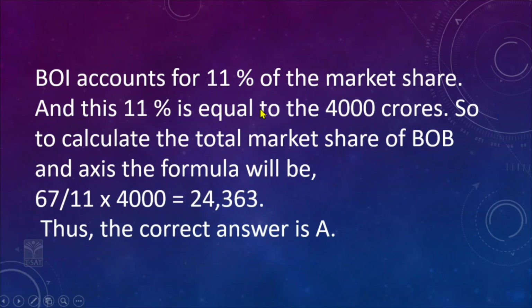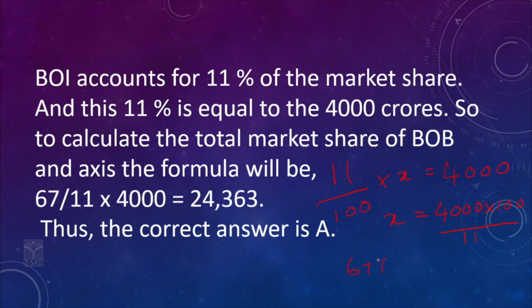Now see this. 11% of the market share is 4,000, and you have to calculate for 67%. So we can write 11 by 100 into x is equal to how much? It is given as 4,000. Or you can say x is equal to 4,000 into 100 by 11. So what is the total one here?